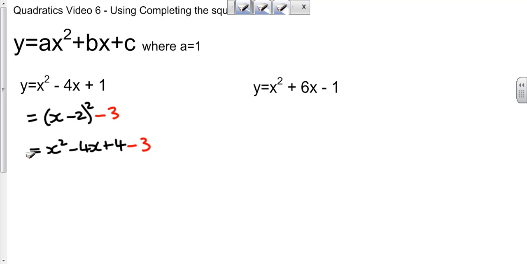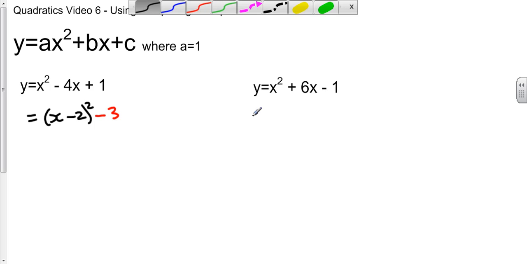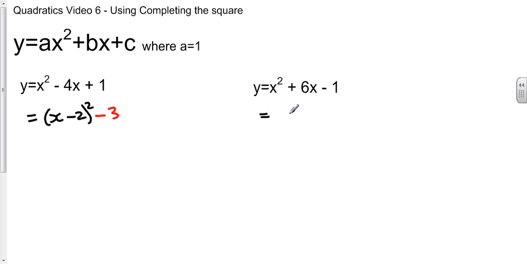So I've now completed the square for the first one. I'm just going to do the same for the second one before we move on. Feel free to pause it and have a go yourself before you see the answer. And if you have paused it, you should now be pleased with yourself because you've noticed that you've ended up with that answer there when you completed the square.